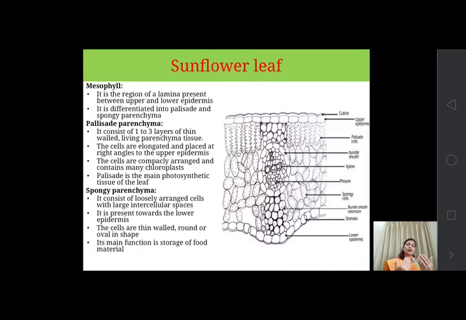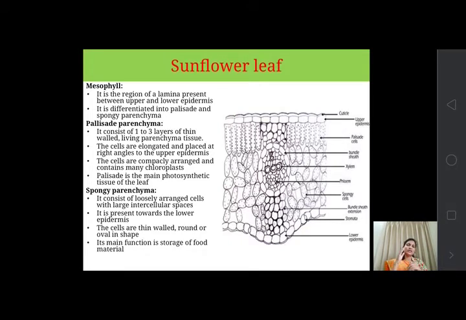Okay, so after the palisade parenchymatous tissue, there is again the spongy parenchyma. These spongy parenchymatous tissues consist of loosely arranged cells, and when they are loosely arranged, they show large intercellular spaces in between these cells. The palisade parenchymatous tissues face towards the upper epidermis, whereas the spongy parenchymatous tissues are present towards the lower epidermis.